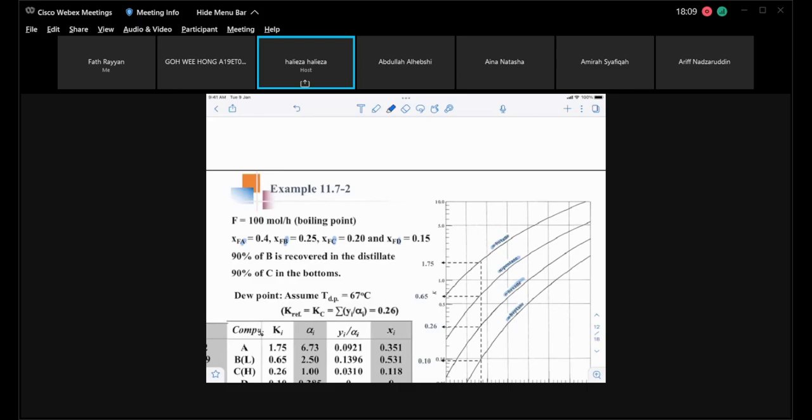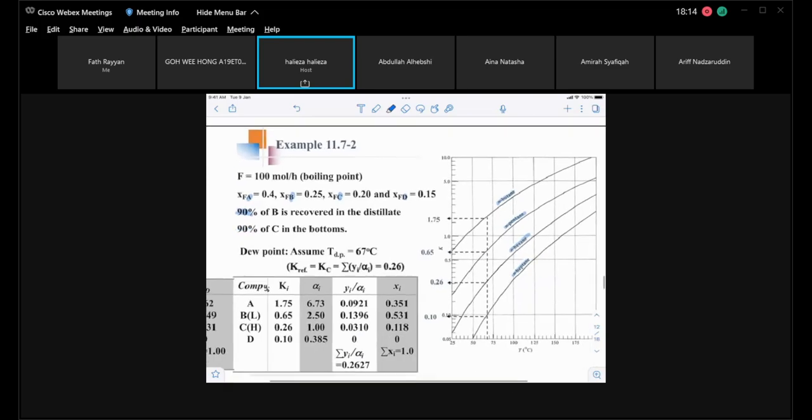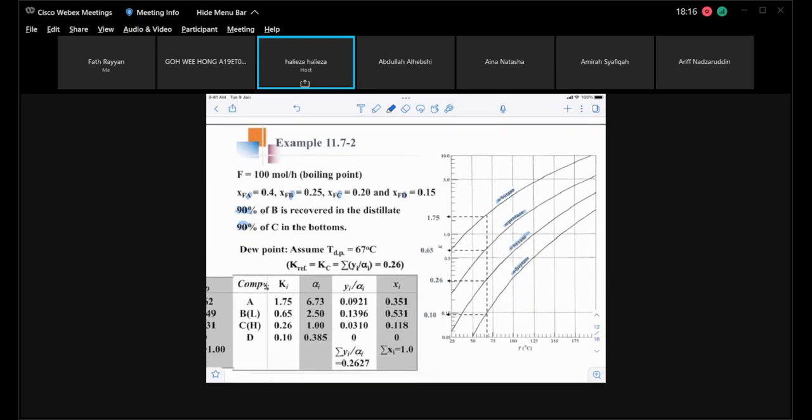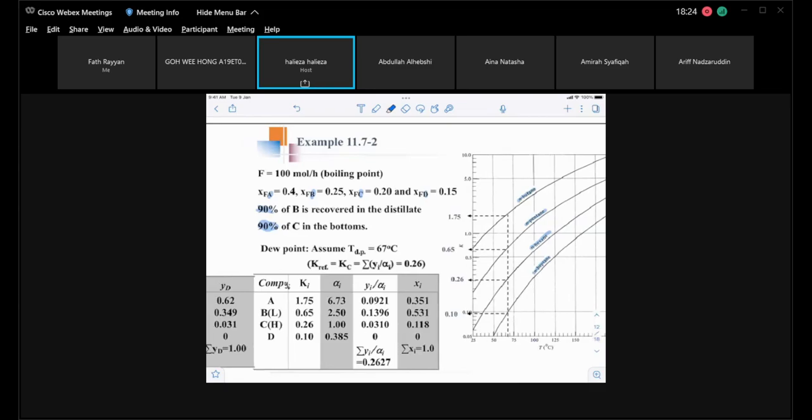It is specified that 90% of B will be recovered in the distillate, and 90% of your component C, which is n-hexane, will be in the bottom. If you notice, the distribution of A is not mentioned at all, and the distribution of D is not mentioned at all. It's just specifically for B and C. So from there, you already know which one is your light key and which one is your heavy key. So the split is between B and C.